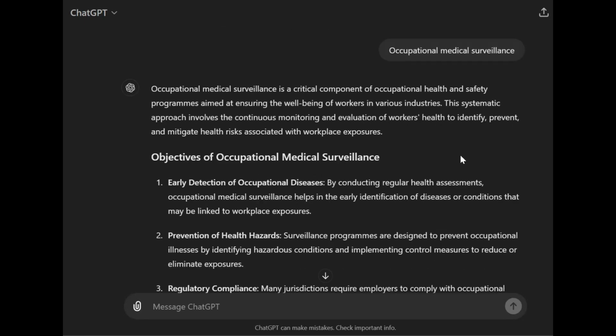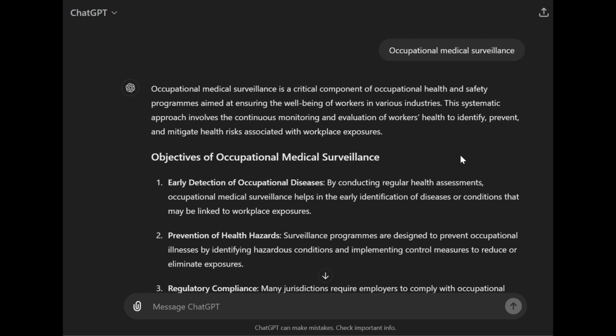Occupational medical surveillance is a critical component of occupational health and safety programs aimed at ensuring the well-being of workers in various industries. This systematic approach involves the continuous monitoring and evaluation of workers' health to identify, prevent, and mitigate health risks associated with workplace exposures. Objectives of occupational medical surveillance.